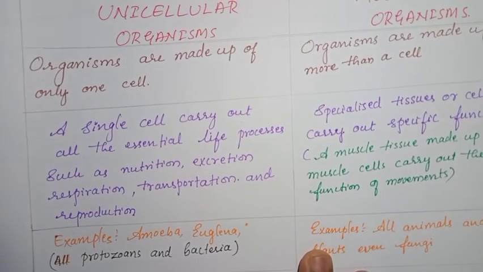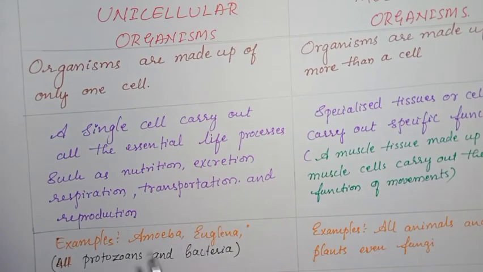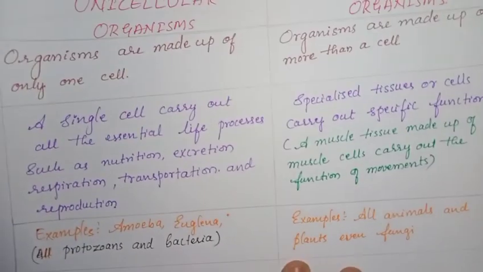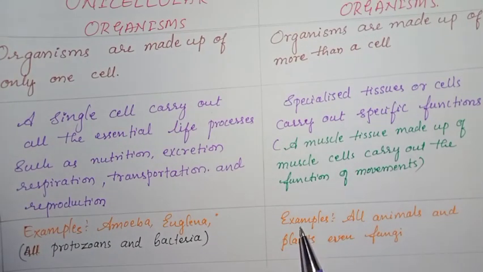Examples of unicellular organisms are amoeba and euglena, which means all the protozoans and bacteria. The first two kingdoms according to Whittaker classification, kingdom Monera and kingdom Protista, are all unicellular organisms. In multicellular organisms, we can include all the animals, kingdom Animalia, kingdom Plantae and kingdom Mycota or fungi.